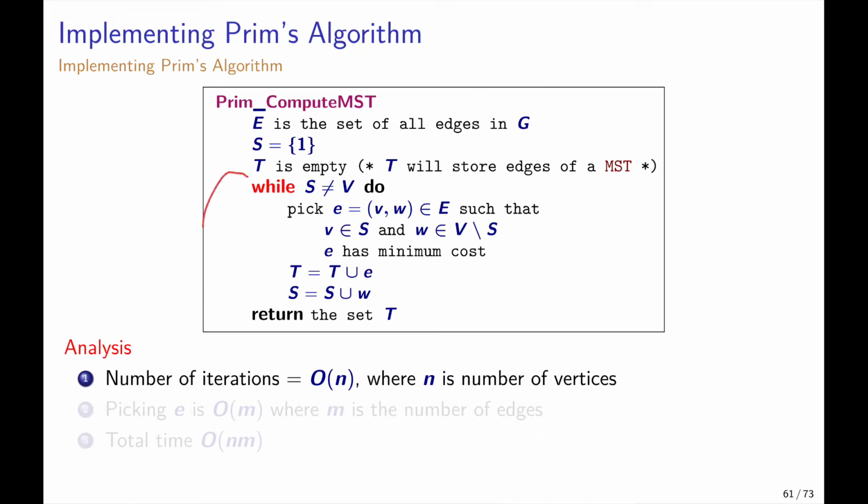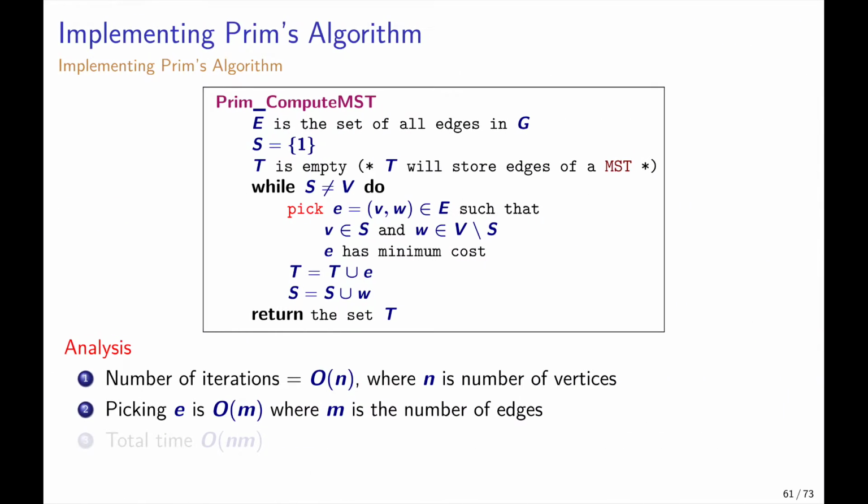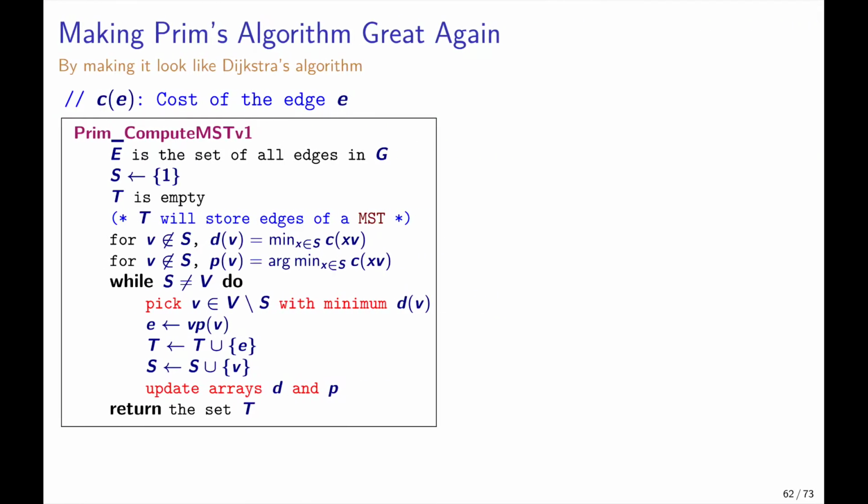The number of iterations is linear, right? Because we have to occupy every vertex. Scanning all the edges takes O(m) time. So overall we get O(nm) time. But that's of course a very naive implementation. We can do much better, right?